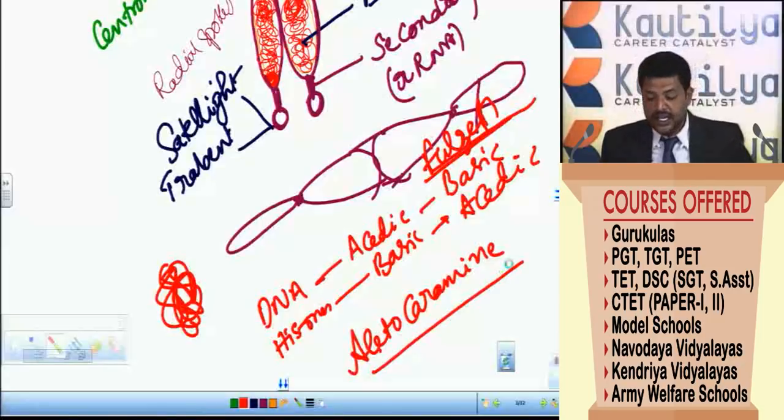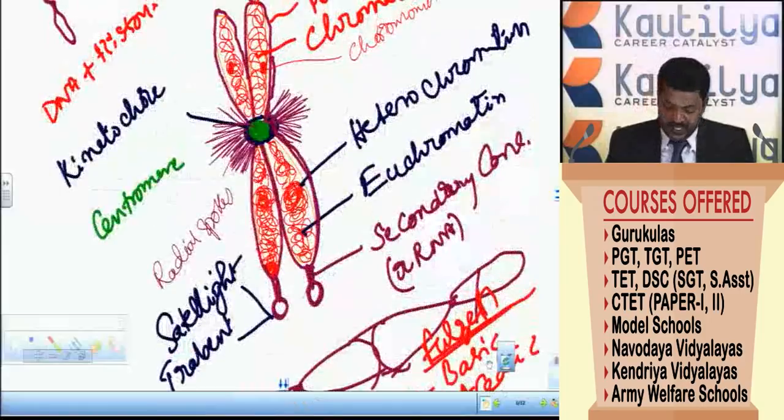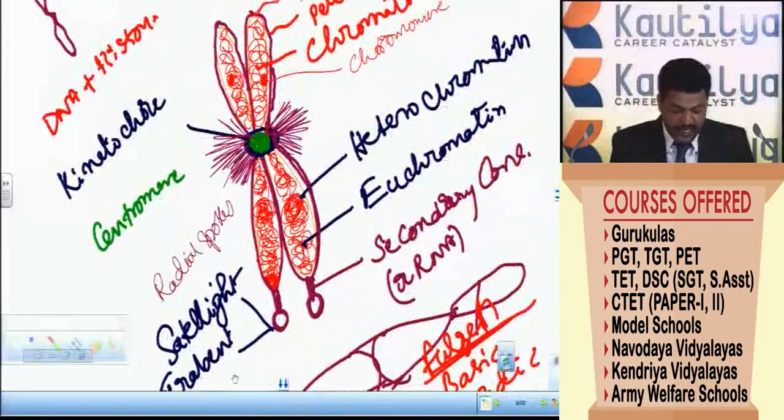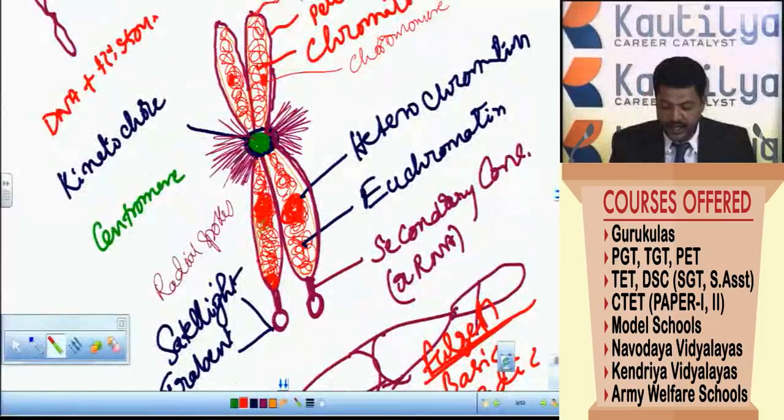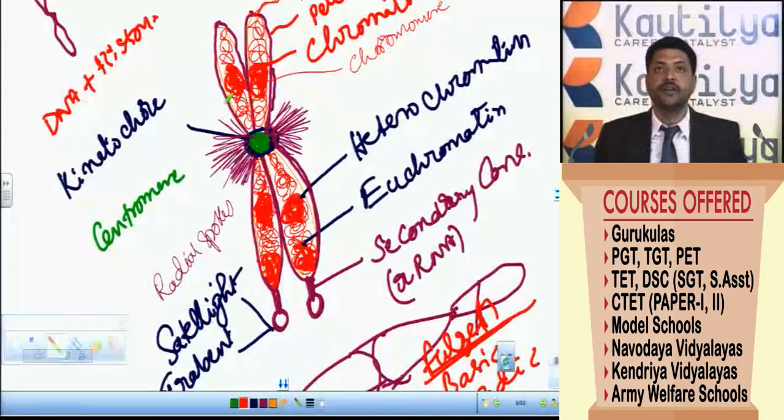So at certain places the chromatin will take much material, much stain. Chromatin will take much of a stain. Here I told you earlier, at certain places dye is absorbed. So this is where heterochromatin is present. Where heterochromatin is present, that will get more stain, because heterochromatin is tightly packed DNA or chromatin material.